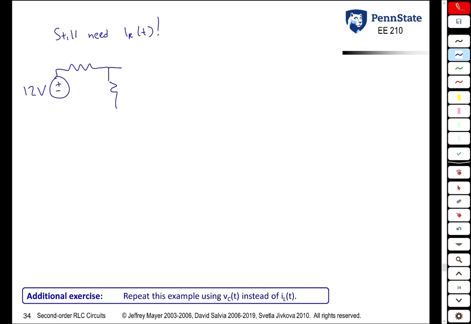For t greater than 0, once again, IR is defined as that current, the 5 ohm resistor. IL is defined as that current. Let's do KCL at this node here. Let's call that VR. Let's call this ground here. And let's do KCL here.